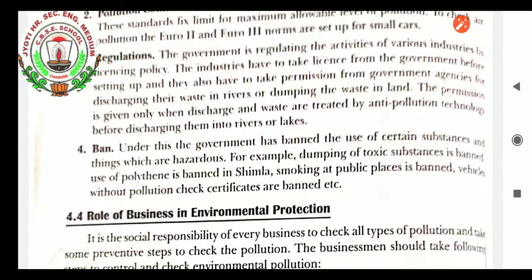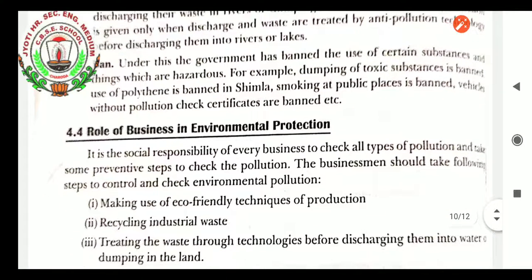Now all over India, polythene is banned. So this way, putting a ban on the harmful things is very good. It is very easy to make the pollution controlled. So that measure has to be taken by the government so that pollution can be properly checked.